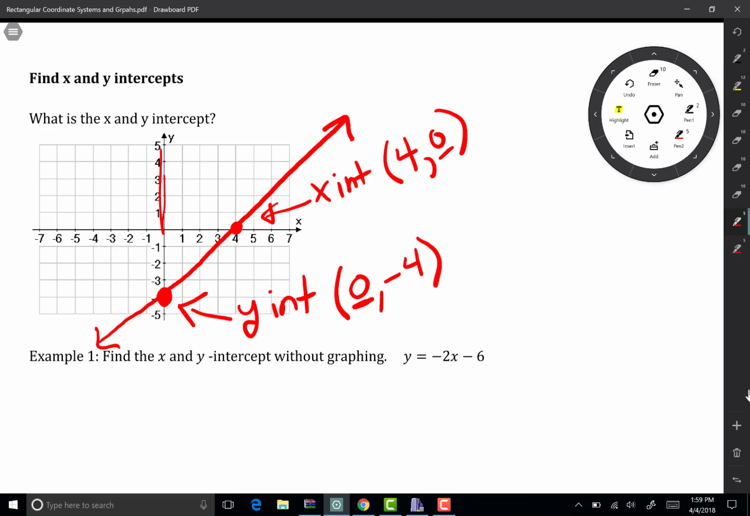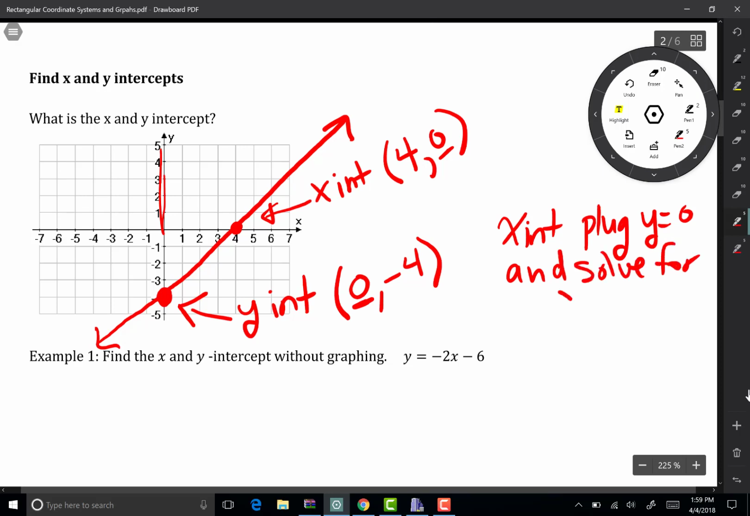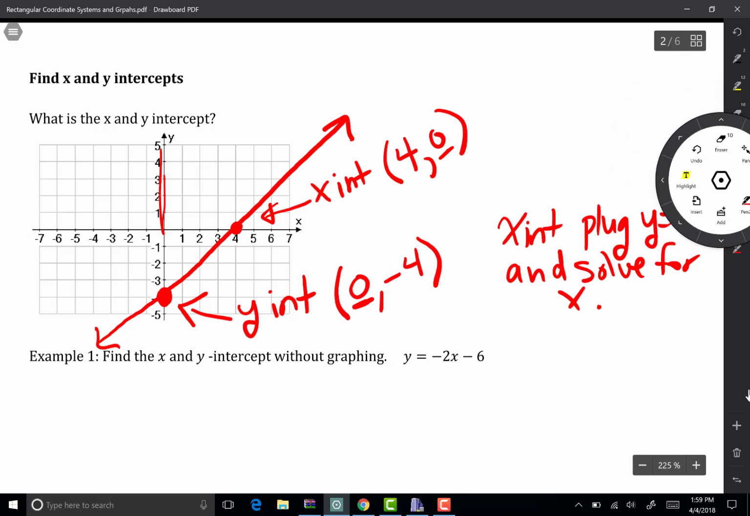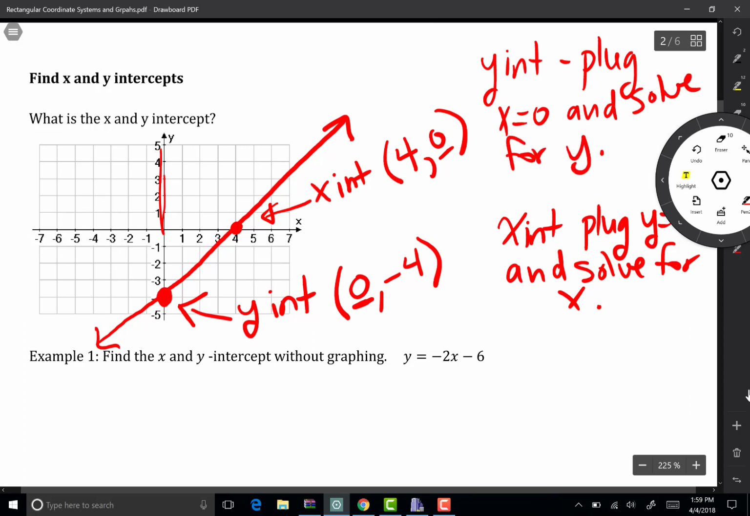So in general, if you're looking for the x-intercept, what you want to do is plug y equal to 0 and solve for x, because the x-intercept is the value of x when y is 0. If you're looking for the y-intercept, you want to plug x equals 0 and solve for y. And that is because the y-intercept is the value of y when x is 0.